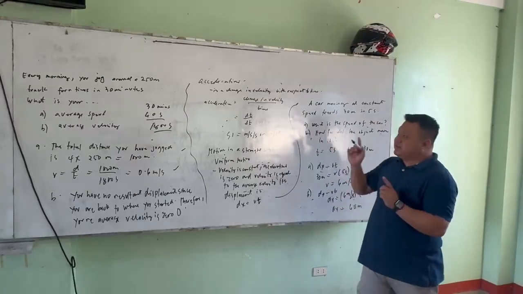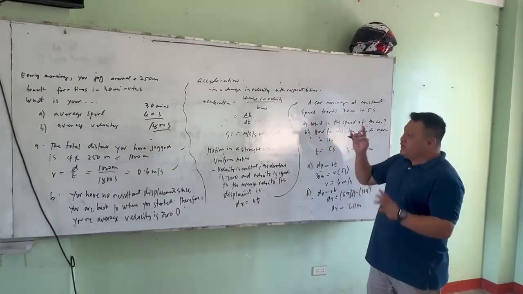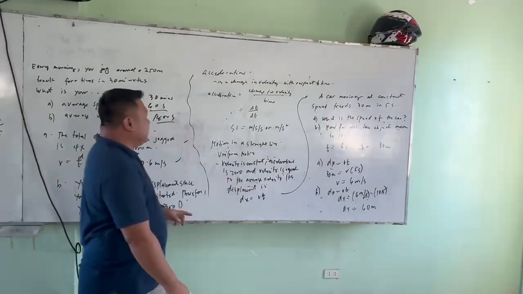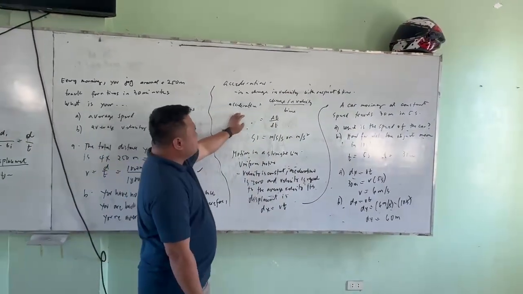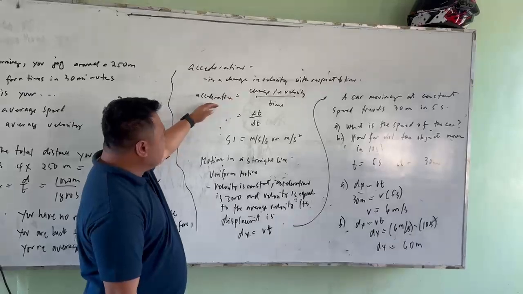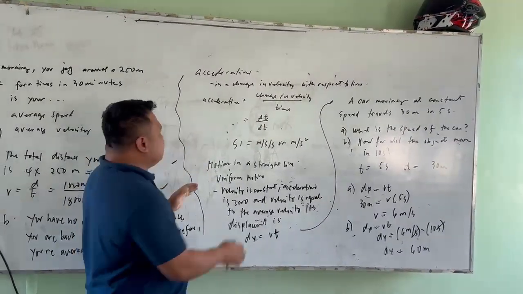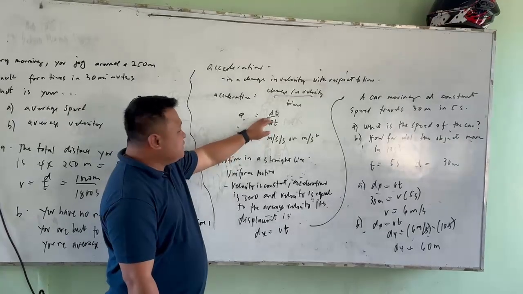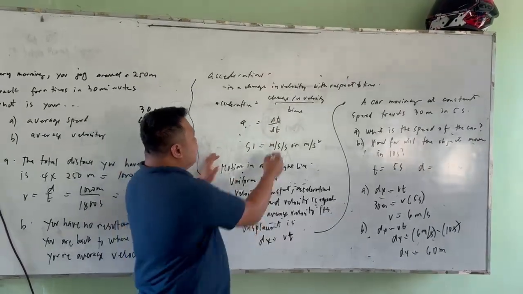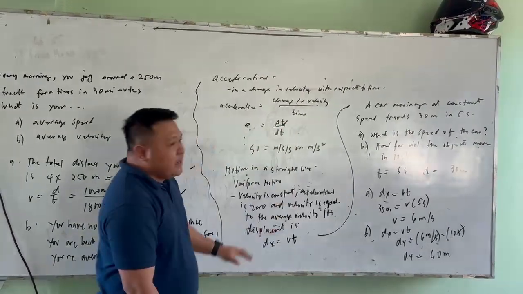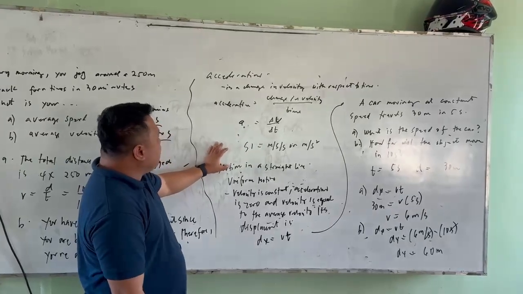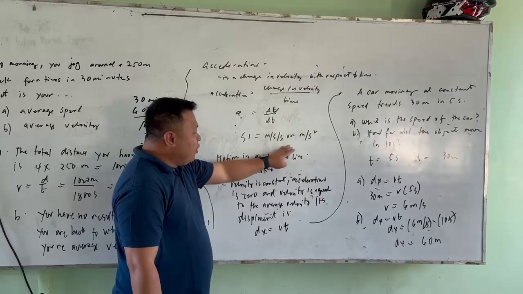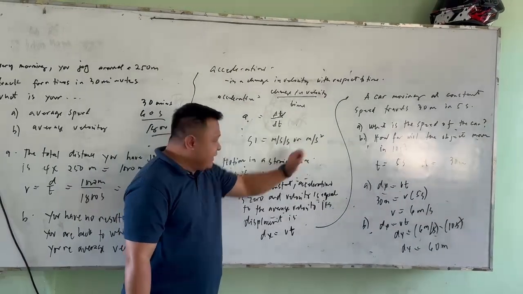Today we're going to discuss again the acceleration. Acceleration is the change in velocity with respect to time, so acceleration is equal to change in velocity over change in time. What would be the symbol for acceleration? The small letter a. The SI unit for acceleration is meter per second squared.